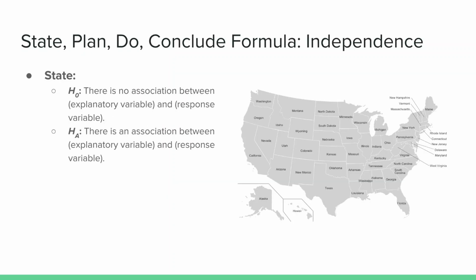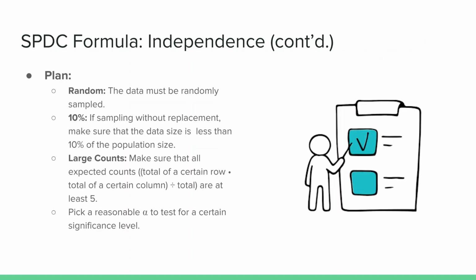Now, in order to solve a chi-square test, you should answer the question in a state, plan, do, conclude format. So for the chi-square test for independence, it would go something like this. For the state, you would have to state a null and alternative hypothesis. For the null hypothesis, you'd state it in this general form: there is no association between the explanatory variable and response variable. For the alternative hypothesis, you would then say that there is an association between the explanatory variable and the response variable. For the plan, you would need to state that you would be conducting a chi-square test for independence, and you would need to make sure that the conditions were satisfied.